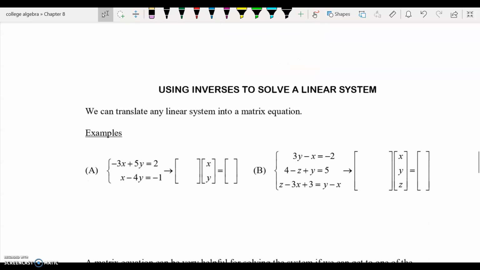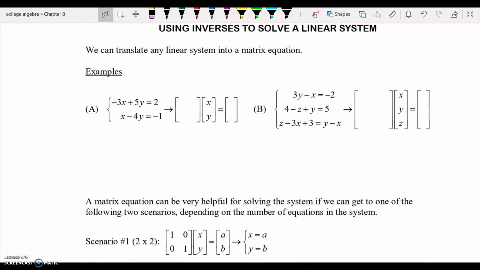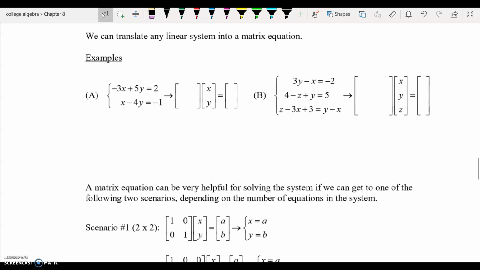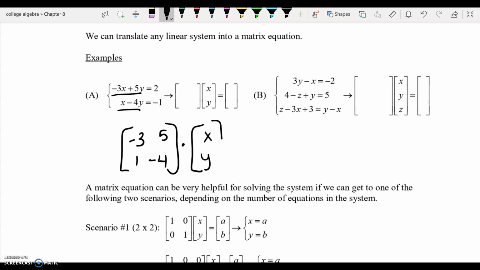Alright, so moving on. It says we can translate any linear system into a matrix equation. So here's what you do. It's going to ask you to write it as a matrix equation. So the numbers that are the coefficients on the left-hand side are going to go in the first box. So it's going to look like this. -3, 1, 5, -4 times x, y equals my two answers. And you can do it with a 3 by 3 as well. You just got to make sure it's in the right order.